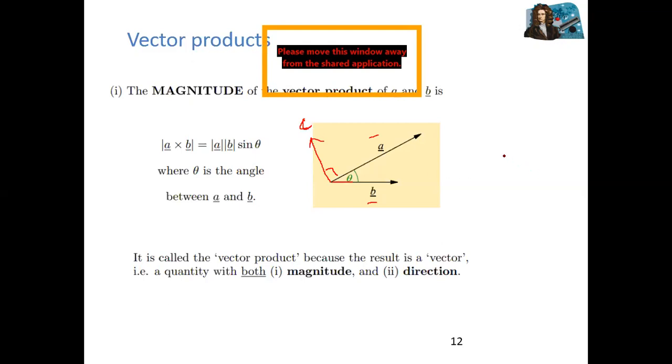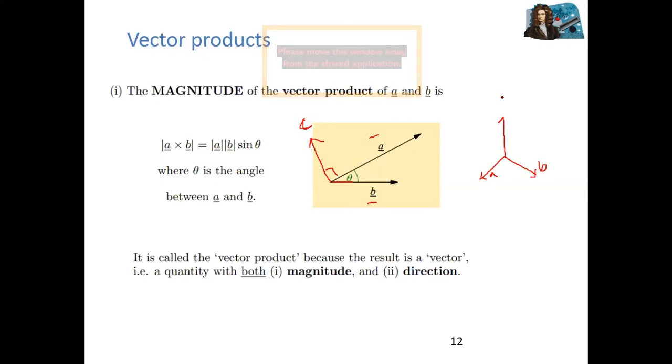Like this one, for example, one vector and a second vector, vector A and vector B. When you multiply, you will receive another, third vector. That vector is C vector. And you can see the angle between A and C is 90, and the angle between B and C is also 90 degrees.